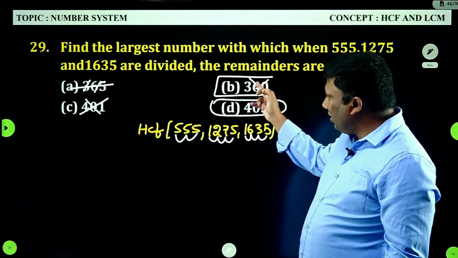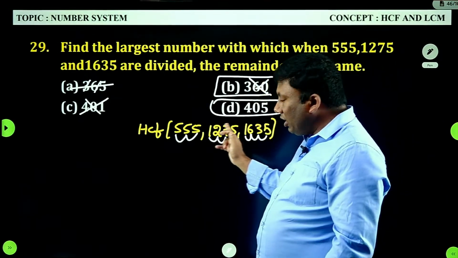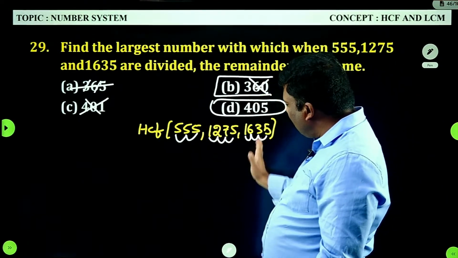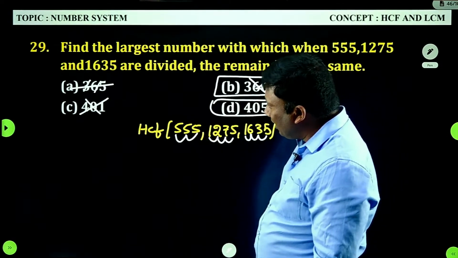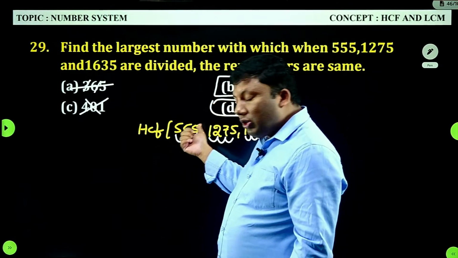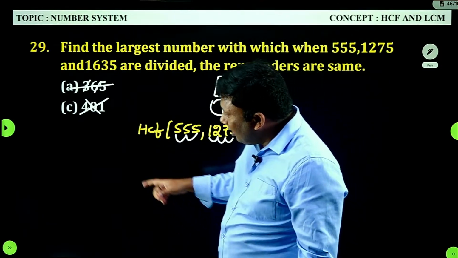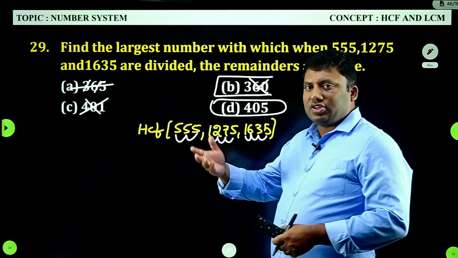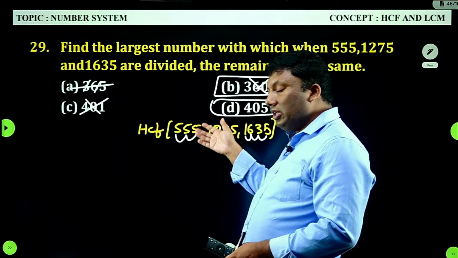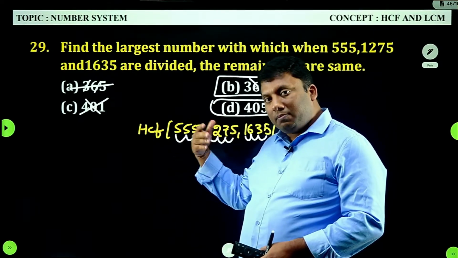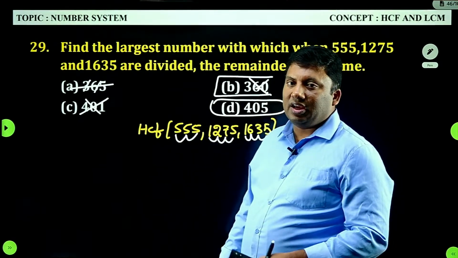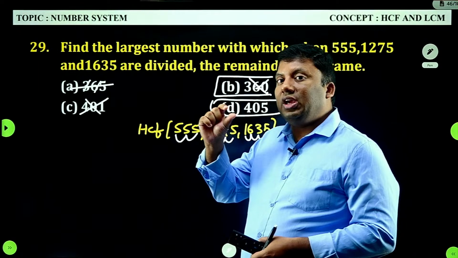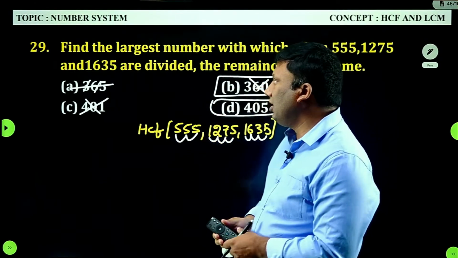If the answer is divisible by 10, all the input numbers should be divisible by 10. None of the numbers are divisible by 10. If all the input numbers are divisible by 3, the answer should be divisible by 3. So A and C are out. Without calculating the HCF of these numbers, you can find it through conceptual clarity on HCF.